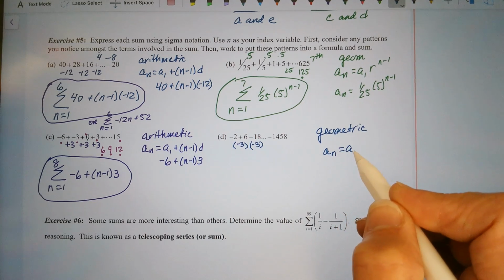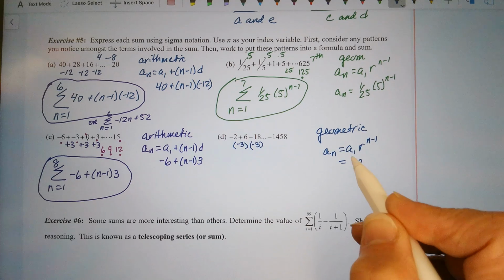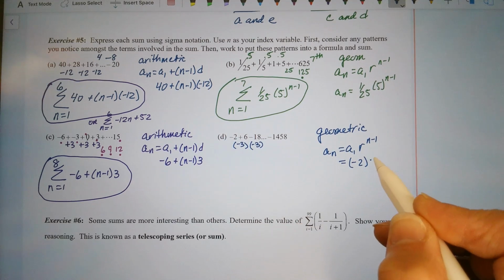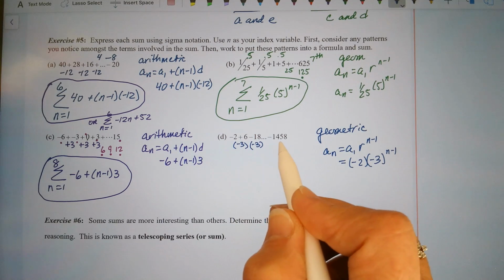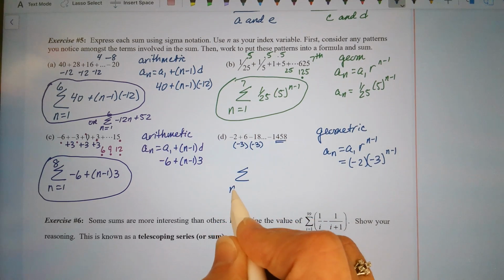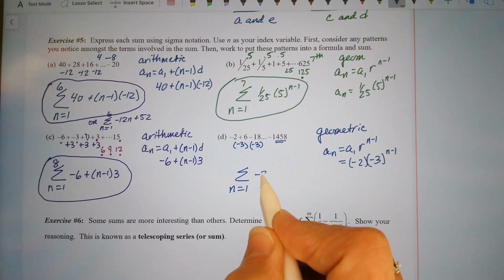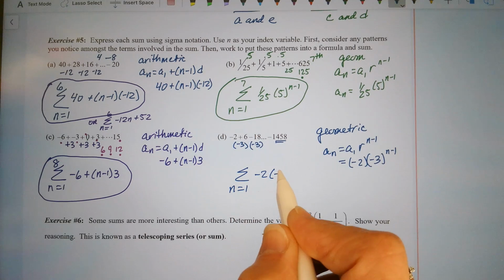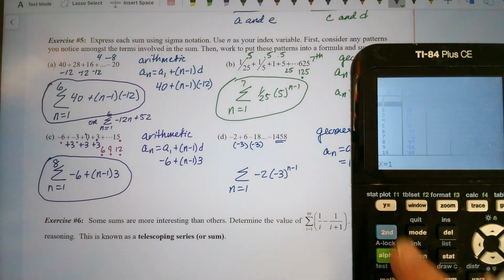A sub n equals a sub 1 r to the n minus 1. A1 is -2. R is -3. And the only thing we need is what number term is this. So this is the sum of n going from 1 to, we'll figure out what number term that is in just a minute, -2 times -3 to the n minus 1. So I'll use the calculator to help.